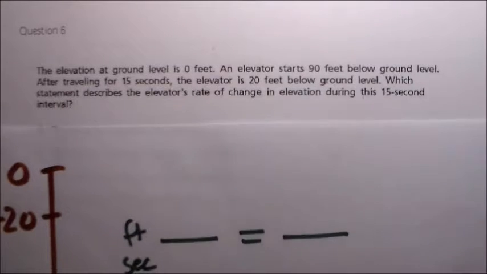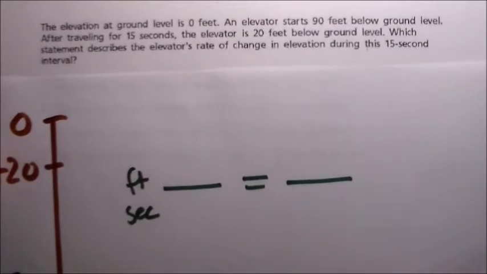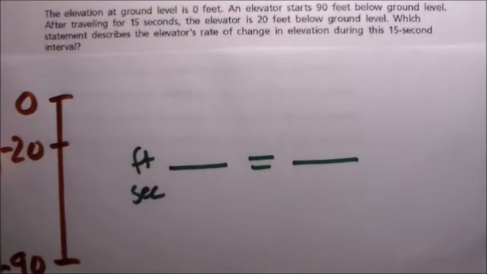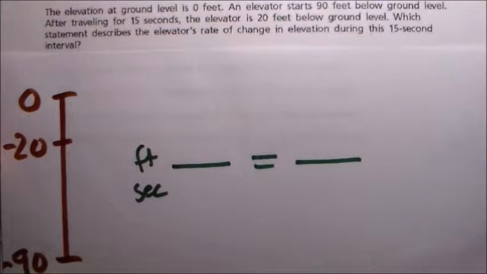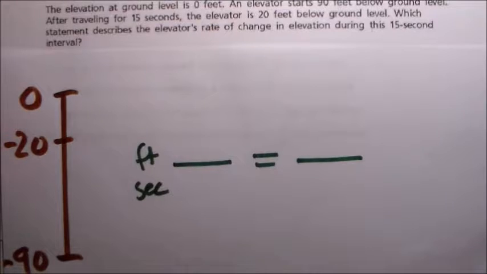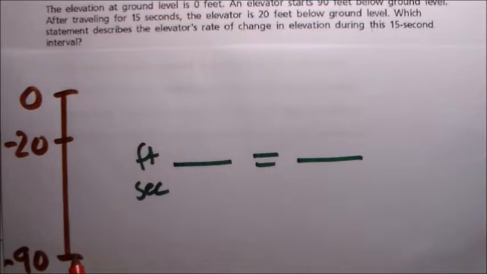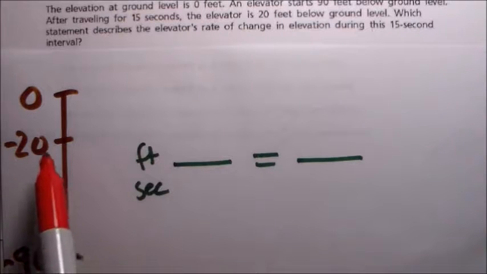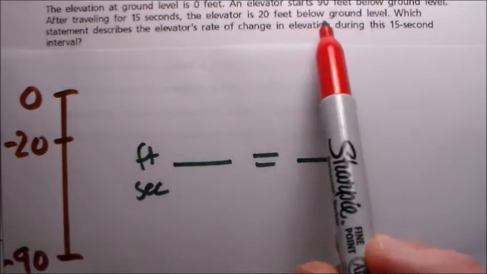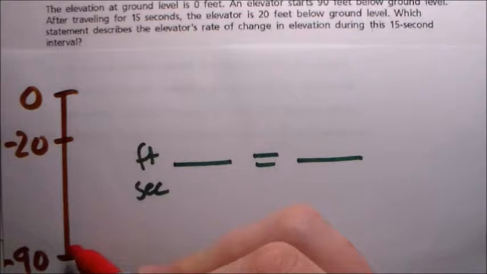All right, so let's draw it out. It's always helpful to draw these out. Whenever you have above ground level, below ground level, just draw it out. It's so much easier if you draw it out. So the elevation at ground level is 0 feet. The elevator starts at 90 feet below, so negative 90, and travels for 15 seconds. It doesn't say up or down, but it ends at 20 feet below ground level. So it obviously traveled up.